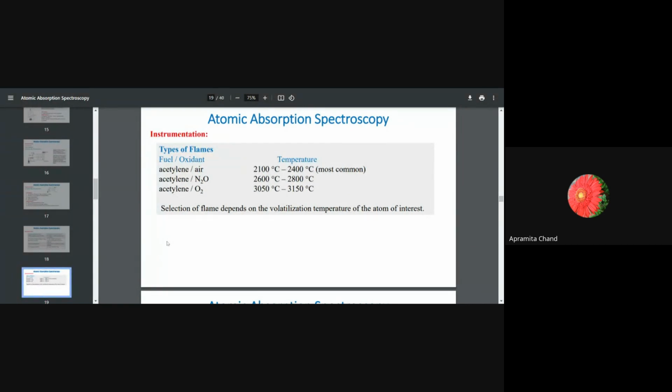What kind of flames are we using for the spectroscopy? We can use a fuel and oxidant mixture. You have to use one fuel and one oxidant. You can use a mixture of acetylene and air, and this is very common. The temperature rises from 2100 to 2400 in these kinds of flames. Also acetylene with N2O and acetylene with oxygen. These are the kinds of mixtures which can be used for the flame. Also, when we are planning to use the flame, we have to see the volatilization temperature of the atom of interest and not choose it randomly.